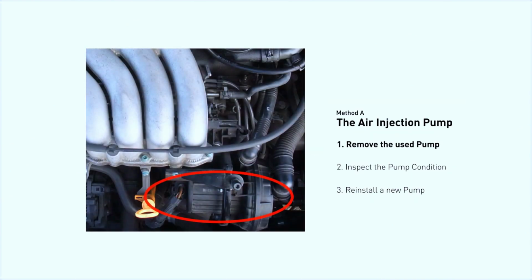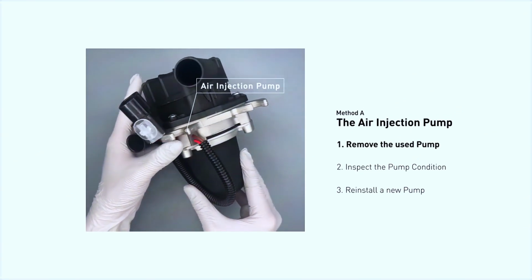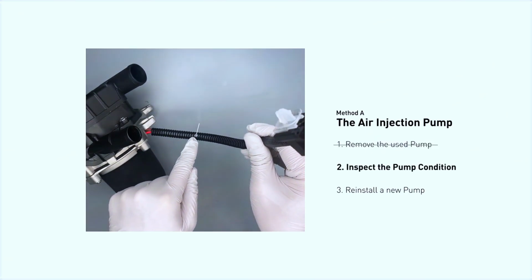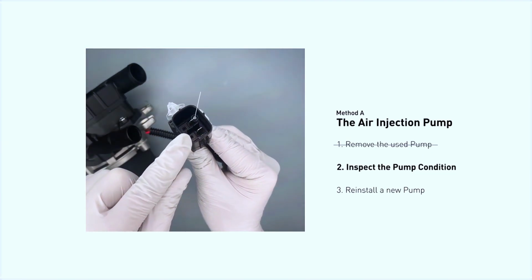The air injection pump will be placed at the front of the engine, with a serpentine belt wrapped around it. First, carefully remove the air injection pump from your engine. Visually inspect the air injection pump's pump pipe and the connector for any damages.